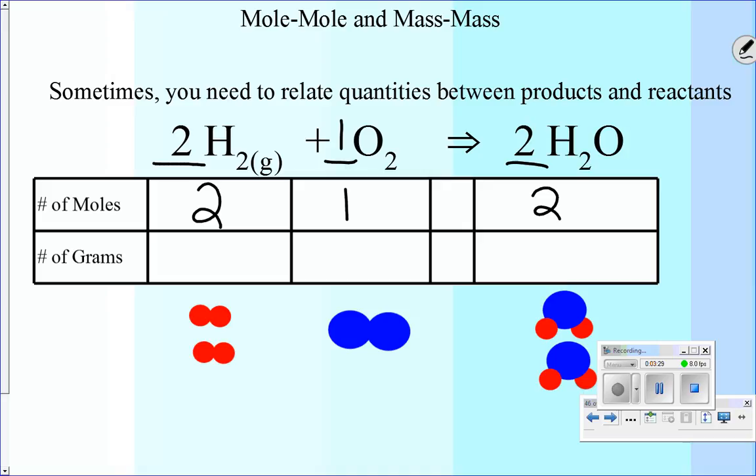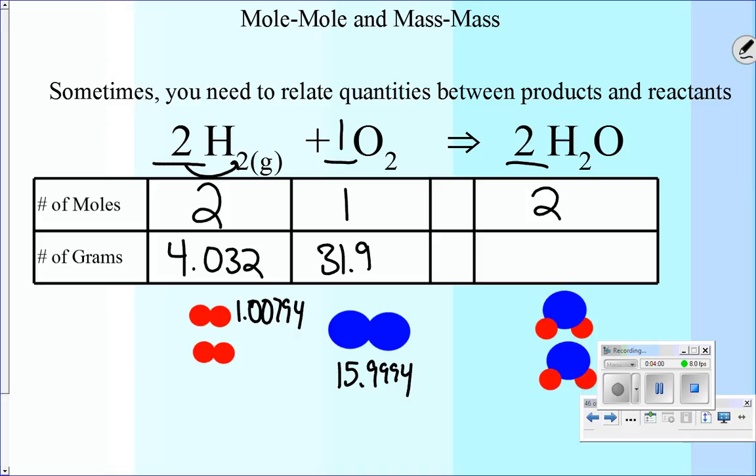Each of the hydrogens is 1.0079, so each of these individual atoms weighs that much. And because we have the 2 in front and we have that 2 there, we actually have 4 of those. So the number of grams is about 4.032 grams of hydrogen going into this reaction as written. We have 2 oxygen atoms. Each one is 15.9994 grams, so we have a total of 31.999 grams of oxygen.